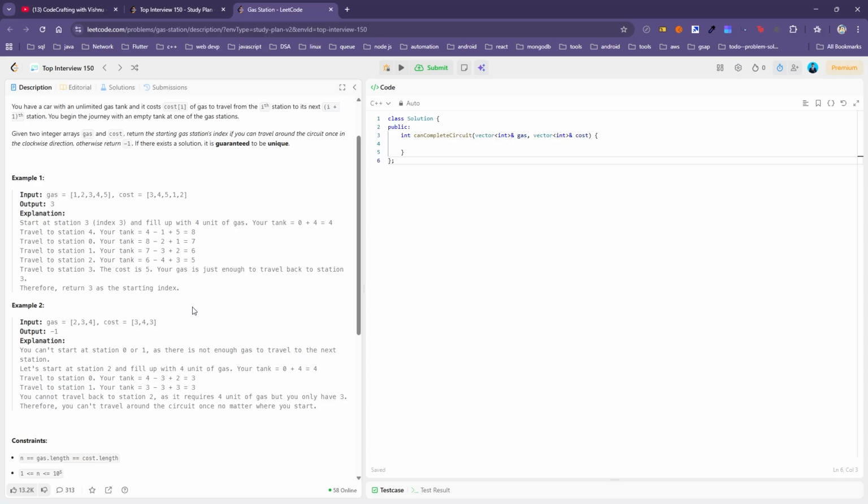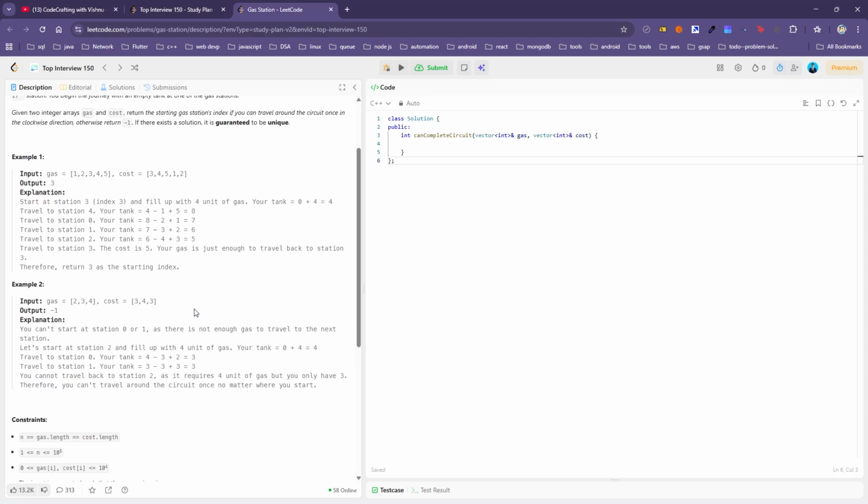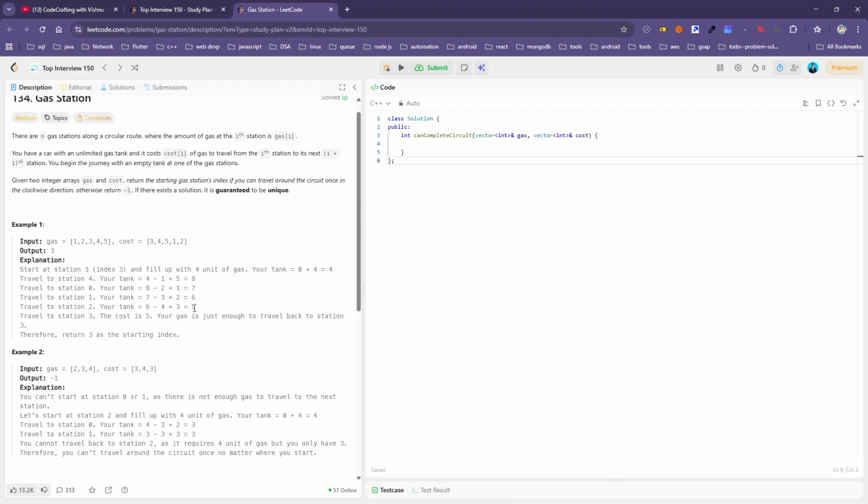Now we will solve this question in two approaches. The first approach will take big O of n squared time complexity, and the second one will obviously be big O of n. Okay, so let's see solution one.